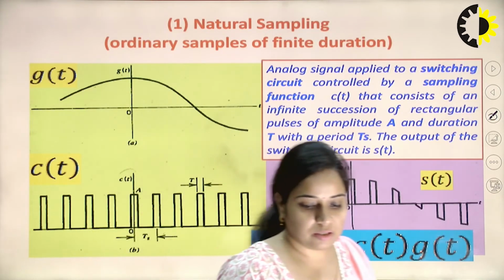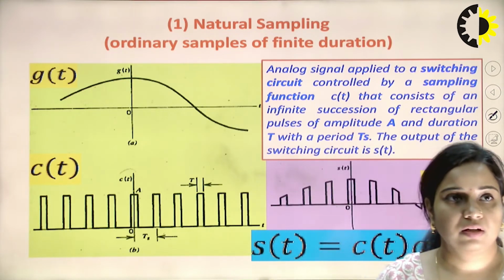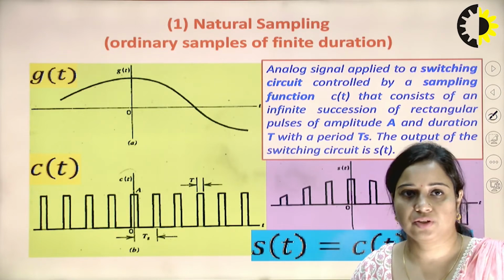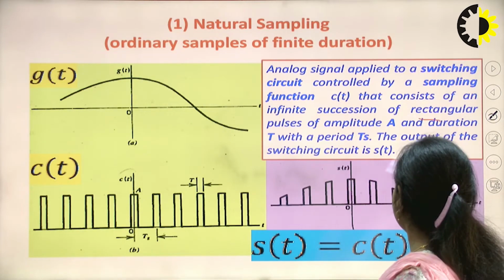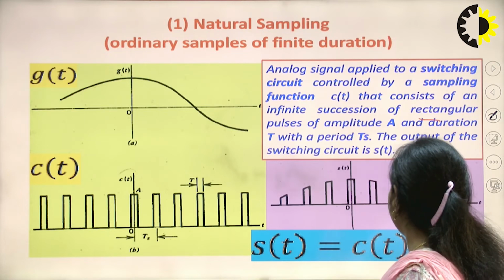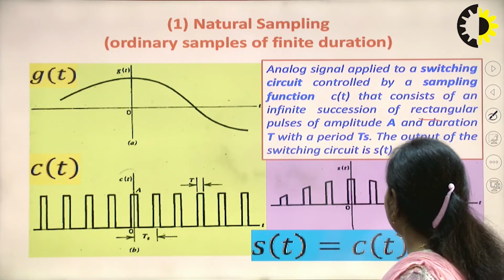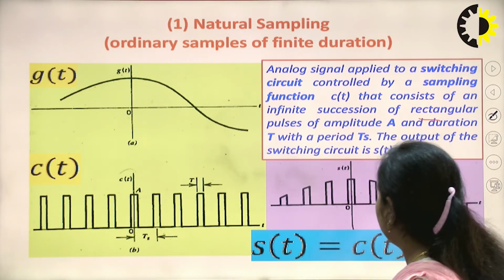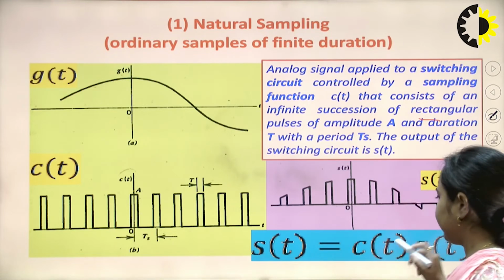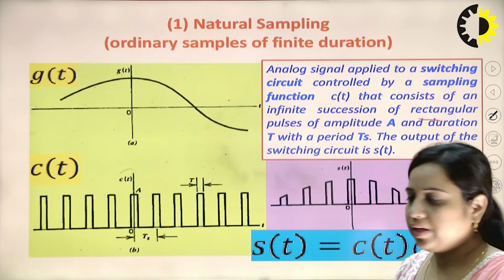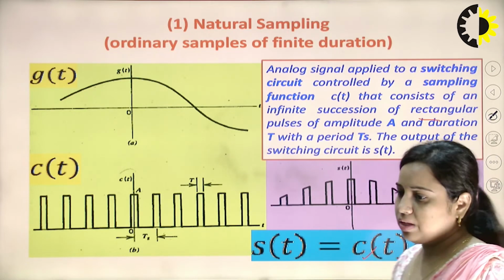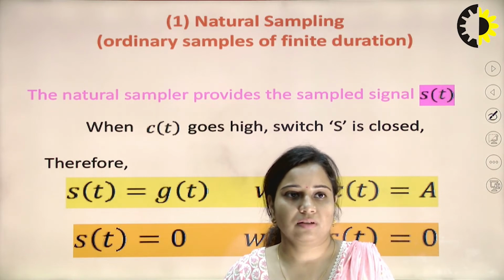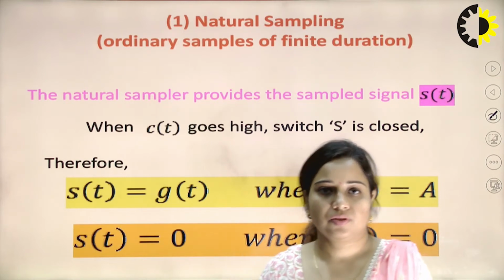Next is natural sampling, where the analog signal is applied to a switching circuit controlled by a sampling function. That consists of infinite successive rectangular pulses of amplitude A and duration tau, with a period of Ts, the sampling time. When you derive the equation, it is s(t) equals c(t) into g(t), the carrier signal multiplied by the input signal. The natural sampler provides the sampled signal, denoted by s(t).